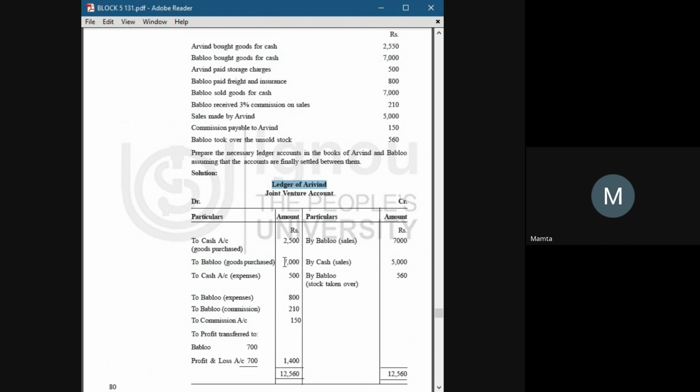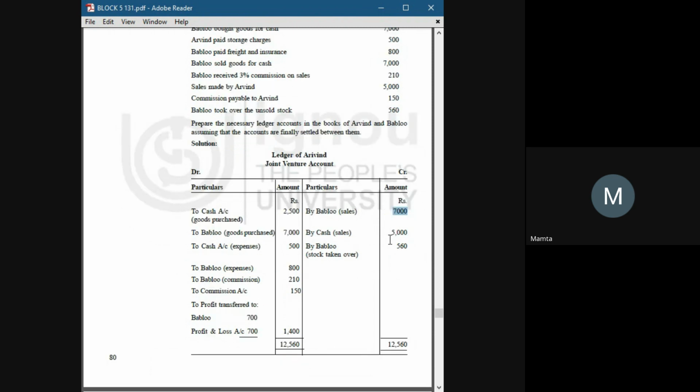Goods purchased of 7,000. Now, Bablu paid freight and insurance of rupees 800. Again, joint venture account debit to Bablu, meaning the expenses he has made of rupees 800. Bablu sold goods for cash of rupees 7,000. Bablu account debit to joint venture. By Bablu means sales, we have mentioned it. This is the amount of sale, 7,000.